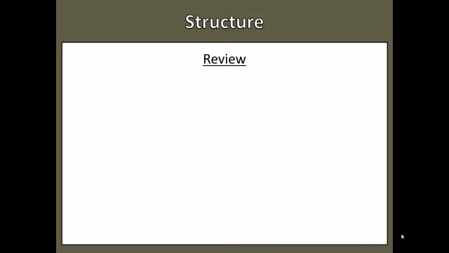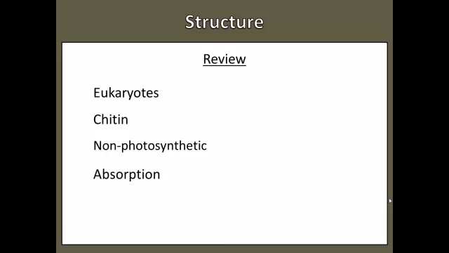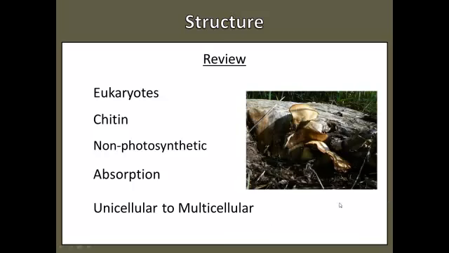But first, a review. What are the characteristics of fungi? Correct. They are eukaryotes, they have chitin in their cell walls, and they do not photosynthesize. They absorb their nutrients from their environment, and they can be either unicellular or multicellular. The text adds a distinction between mushrooms and the like being multicellular and molds being colonial, but for this class you can stick to our original definition.